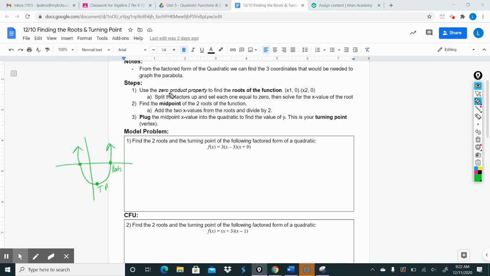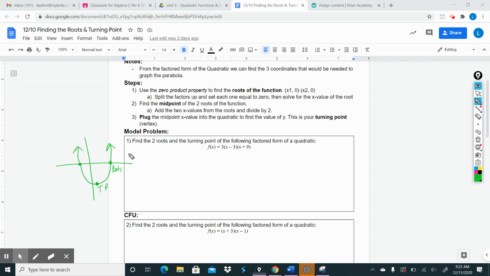Step number 1, you're going to use the zero product property to find the roots of the function. So we want the first x value and the second x value. To do so, we're going to split up the factors and set each individual one equal to 0, then solve for the value of x, the x value of the root.